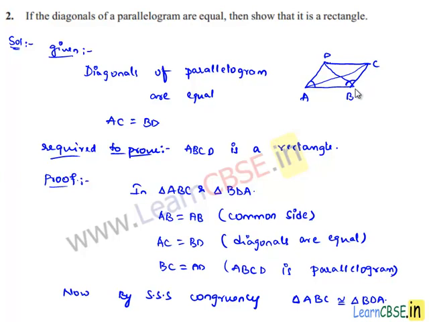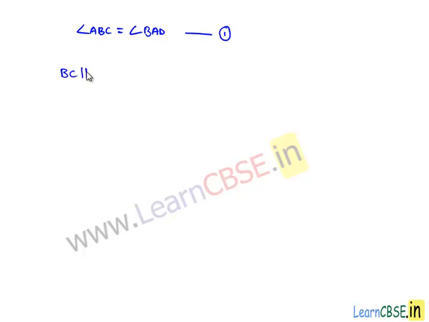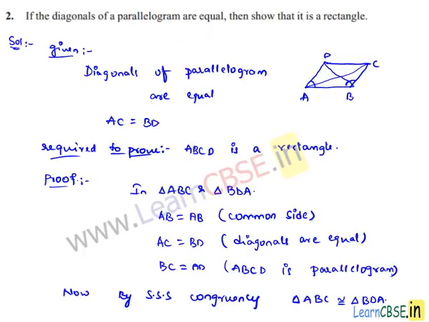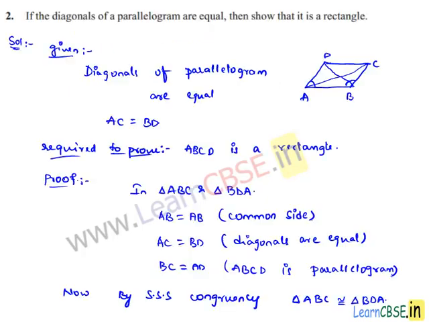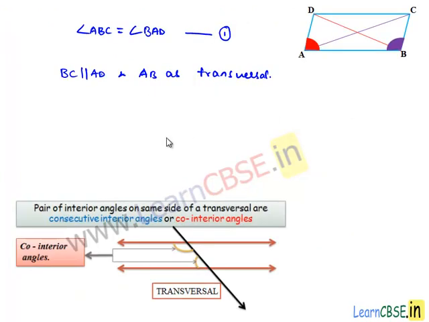Now let us assume that BC is parallel to AD and AB as transversal. Then here angle ABC and angle BAD lie on the same side of the transversal, and we know that the sum of angles lying on the same side of a transversal is equal to 180 degrees. We can say angle ABC plus angle BAD is equal to 180 degrees.